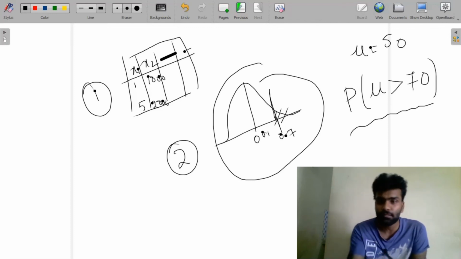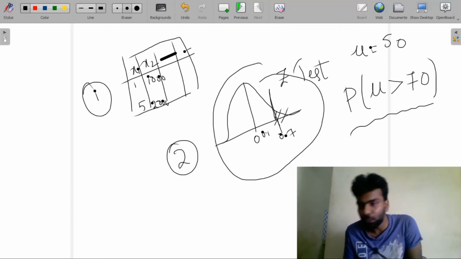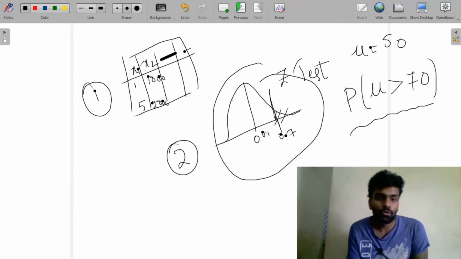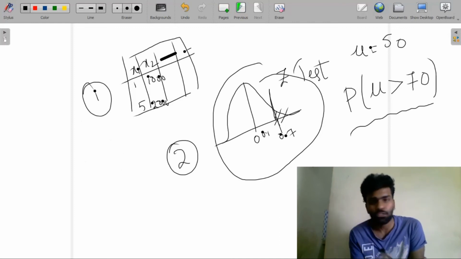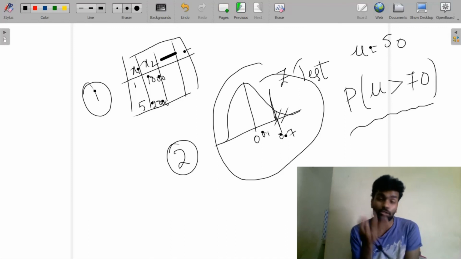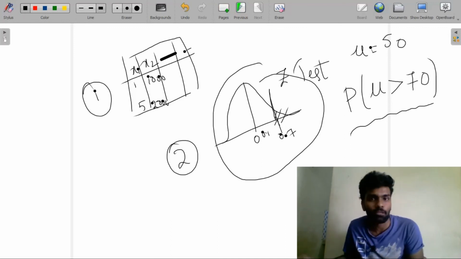This is what we do in the z test. We will discuss the z test in depth in upcoming videos as well. So that's the advantage of the standard normal distribution. I hope you understood what's the use of standard normal distribution, and why we have to convert the normal distribution to standard normal distribution.